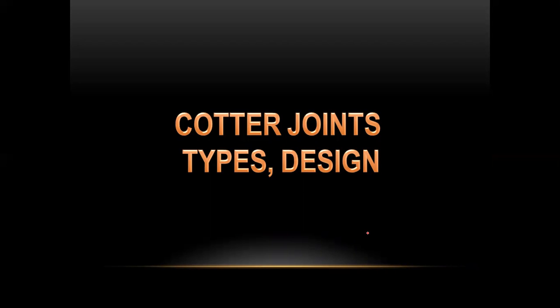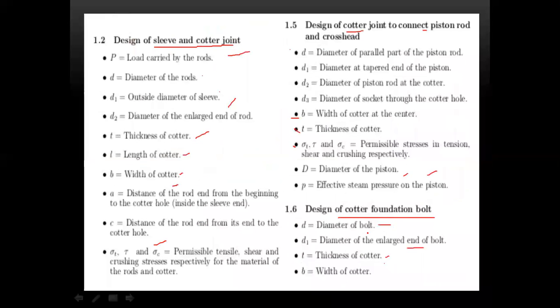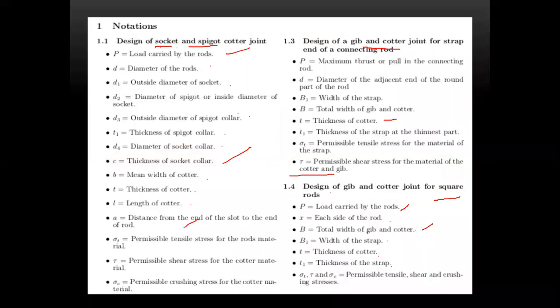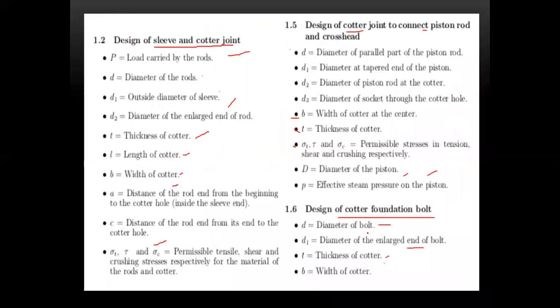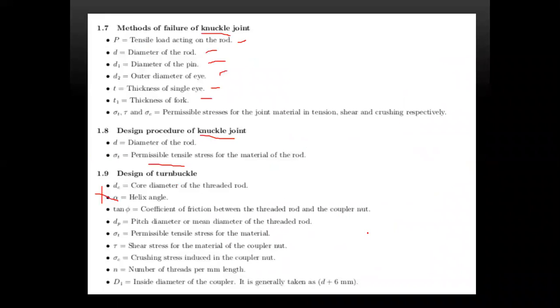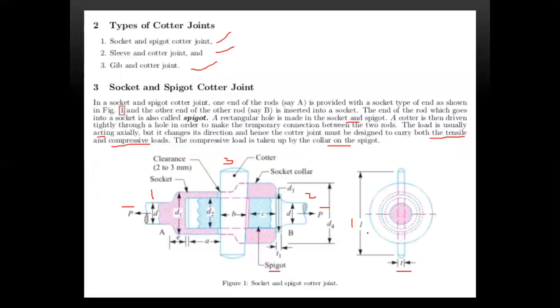Next, coming to the quarter joints, types and design. As already discussed in the last class, the notations of the various types of joints. Next, coming to the types of quarter joints, we have three types that we are to discuss in this syllabus: the socket and spigot quarter joint, the sleeve and quarter joint, and the gib and quarter joint.